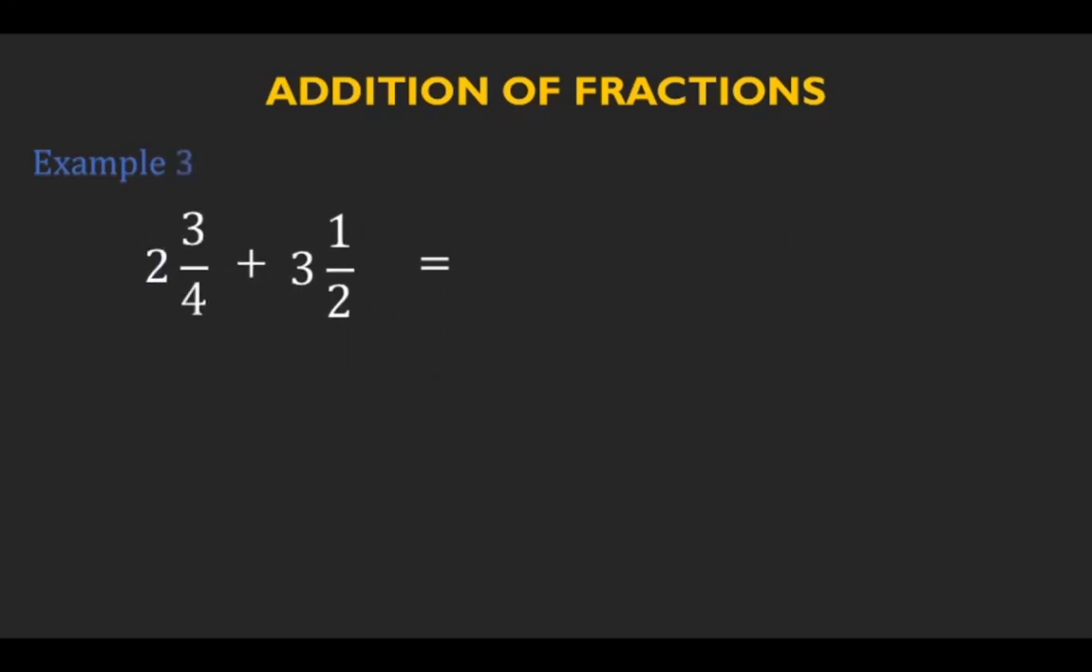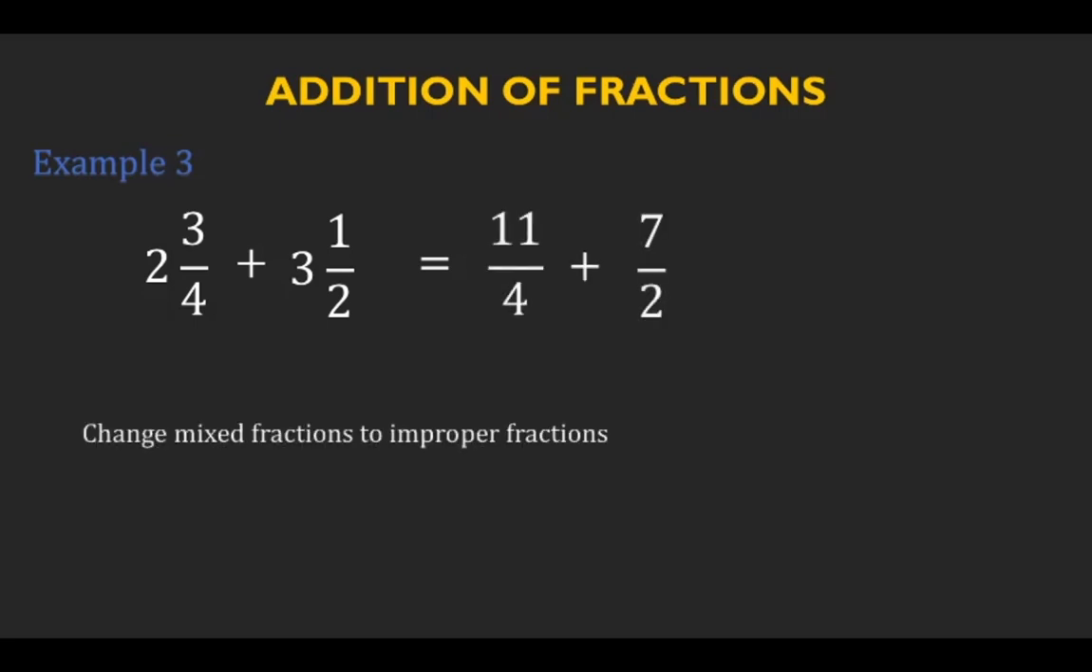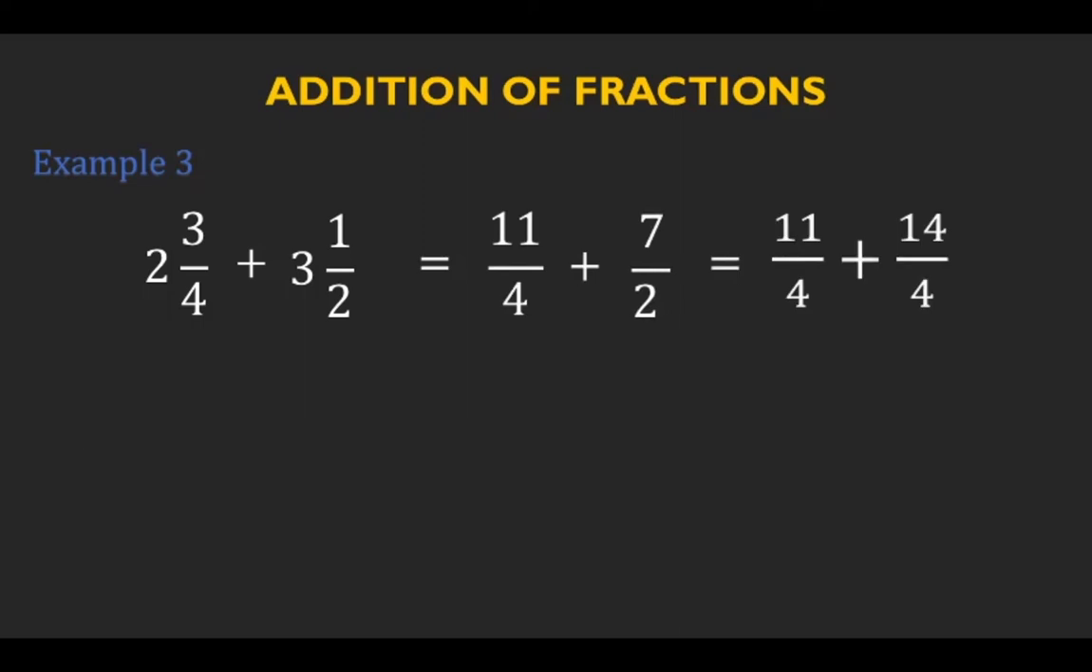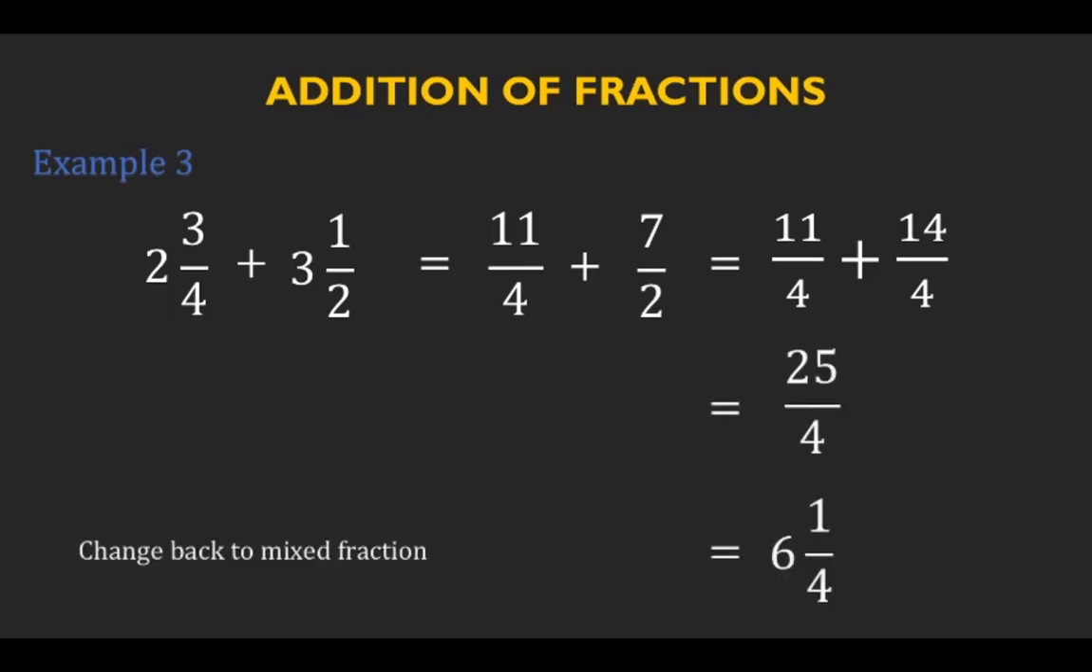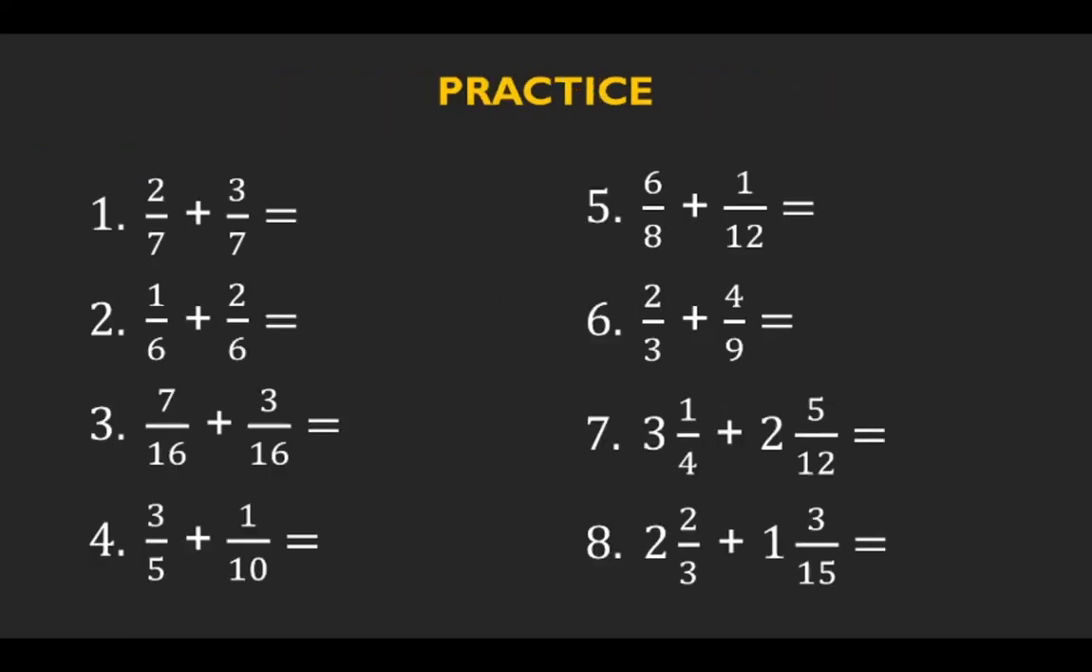Example number 3, adding mixed fractions. First, we have to change the mixed fractions into improper fractions. Next, change the fractions into their equivalent fractions based on their LCD. We add the numerators, then we simplify. We also change it back to mixed fractions. Now you try. Pause the video and add the following fractions. Then play the video again to see the answers.